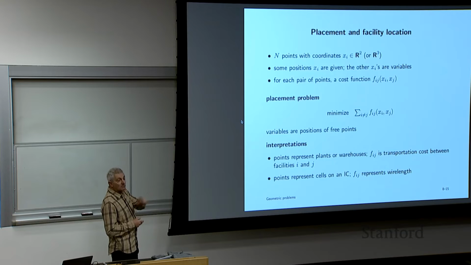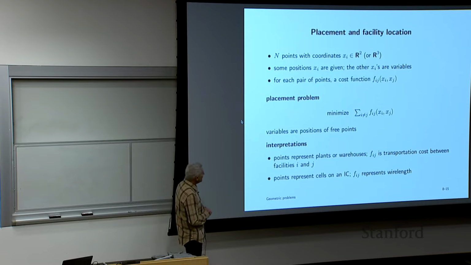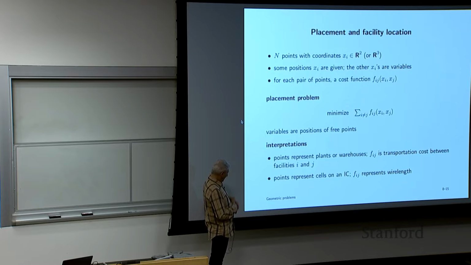And then for each pair of points, I have a function of the two locations, right? Actually, in many cases, it's 0, meaning it doesn't really matter. And then you just want to minimize the sum of these functions of the two locations. There are a lot of interpretations. The famous one, I think, is called the warehouse location problem or something like that.